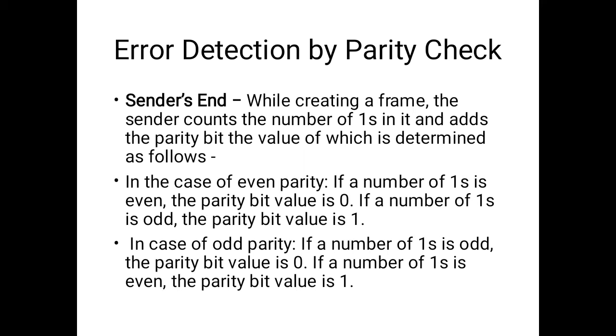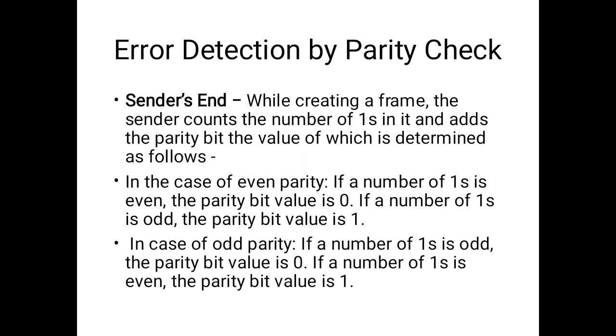In case of odd parity, it will count the number of ones in the given data. If the number of ones are odd, the parity bit value will be 0. If the number of ones is even, then the parity value will be 1 to make the number of ones odd. Okay. Once again I will repeat, these 2 points are very important.